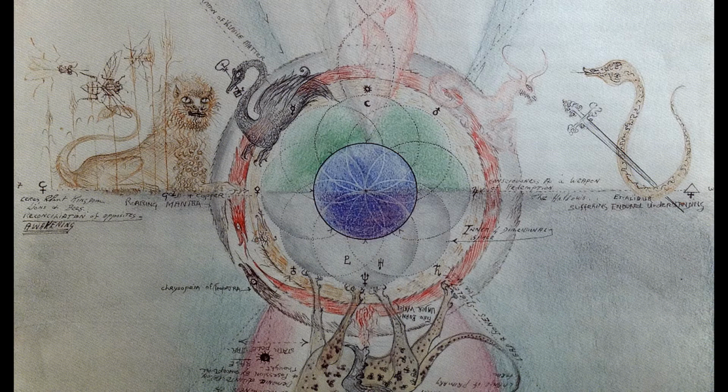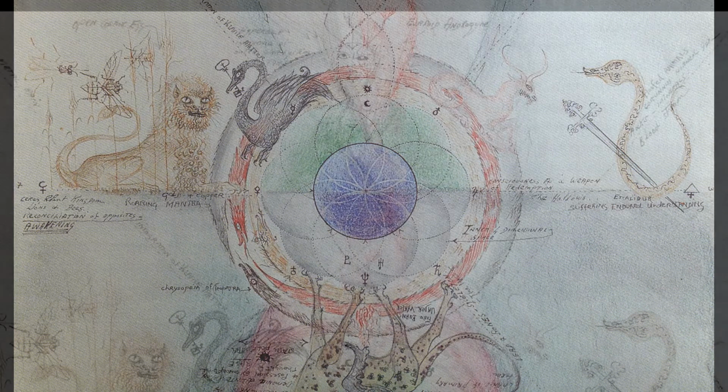Also, underneath the line is a symbol of Venus and the words Ceres, plant kingdom, lion and bees, gold and copper, roaring, mantra. Beneath the opposing serpent sword is the symbol of sulphur, with the words the hallows, Excalibur, suffering, endured understanding.